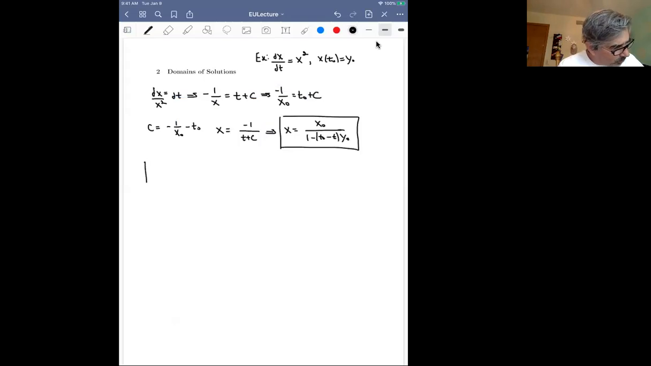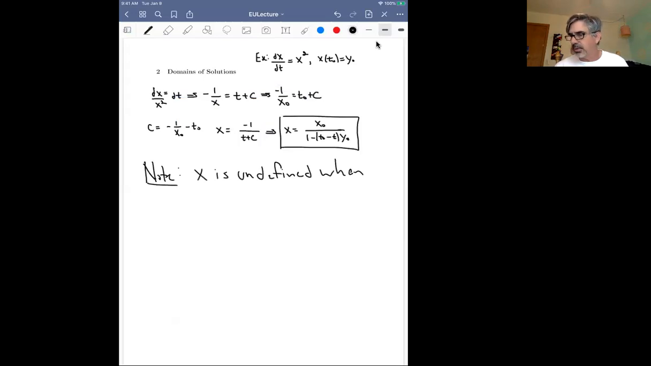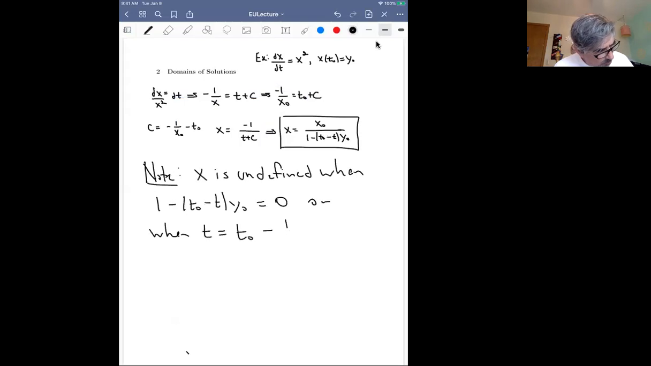There's something I want you to note here: x is undefined when the denominator of that fraction is equal to 0, or when 1 minus (t minus t0) times x0 is equal to 0, or when t is equal to t0 plus 1 over x0. That is undefined.